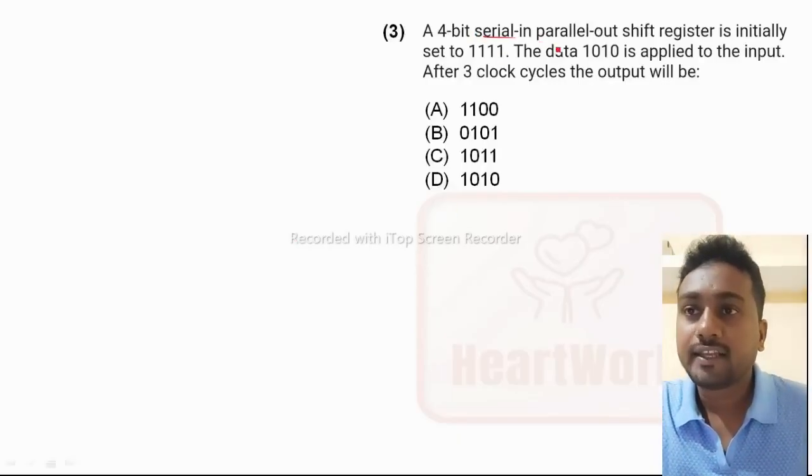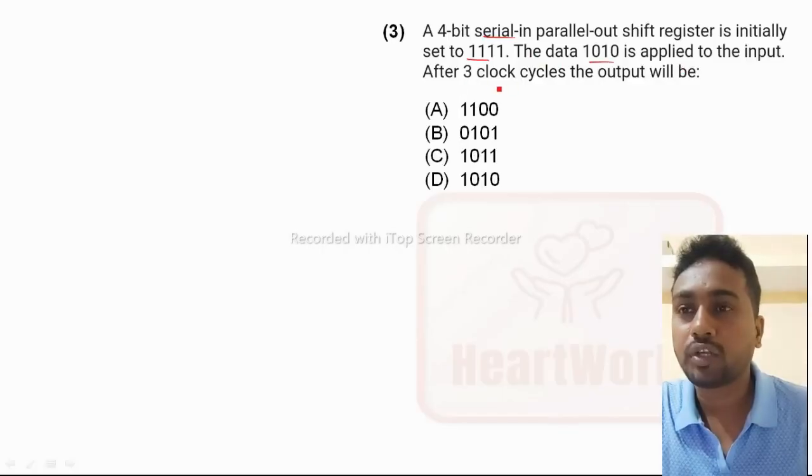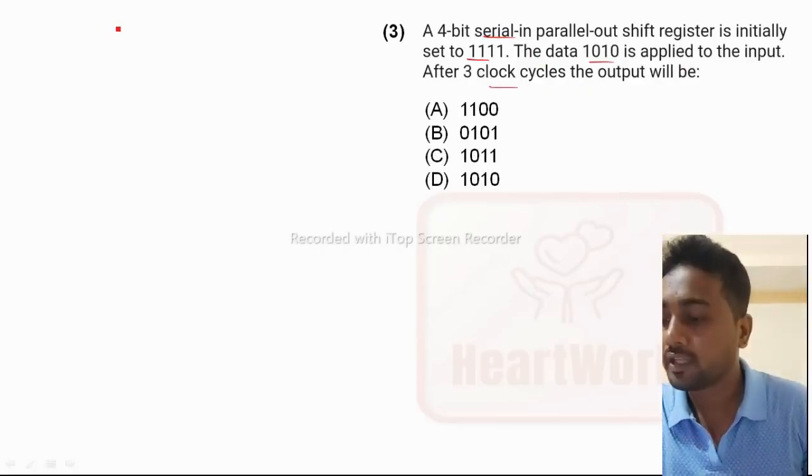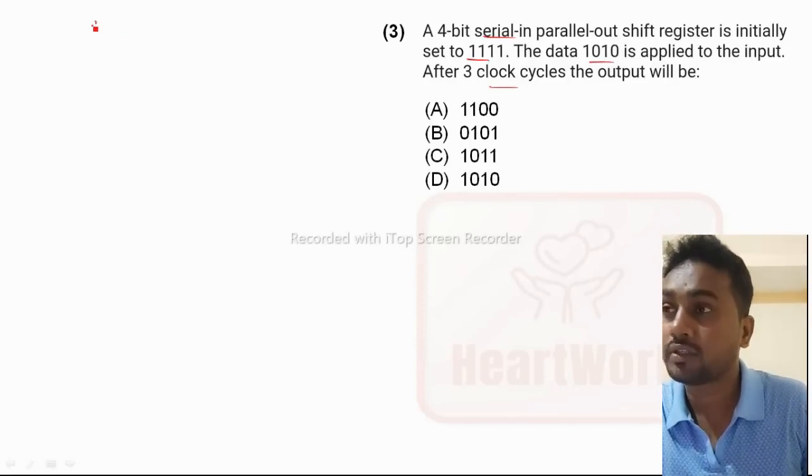Next. A 4-bit serial in parallel out shift register is initially set to 1111. The data 1010 is applied to the input. After 3 clock cycles, the output will be. So, shift register. There are 4 types of shift registers.